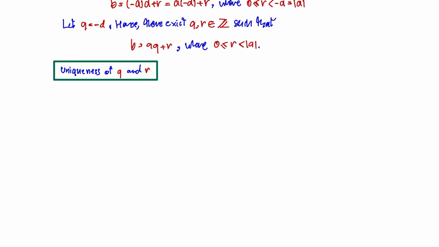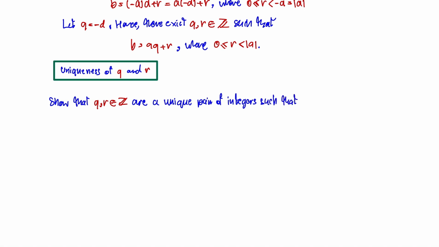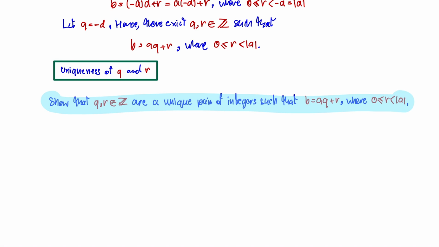Okay, what we have to do is show that Q and R, which are integers, are a unique pair of integers such that B equals AQ plus R, where R is greater than or equal to 0 and less than the absolute value of A. That's what we have. So what can we do?